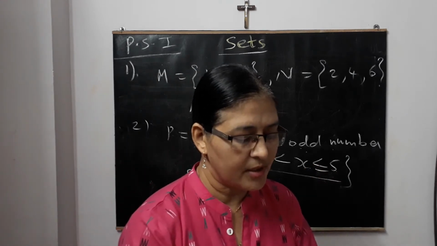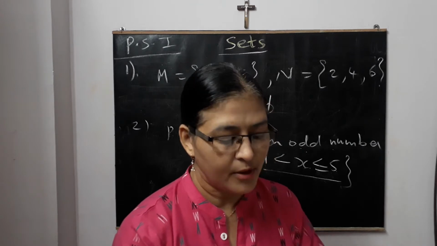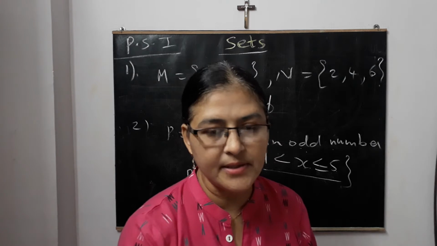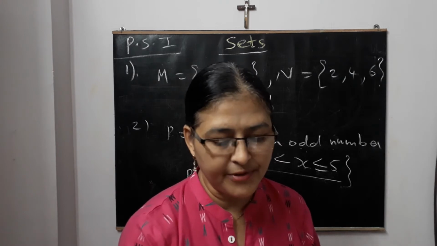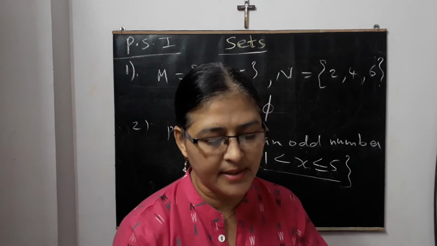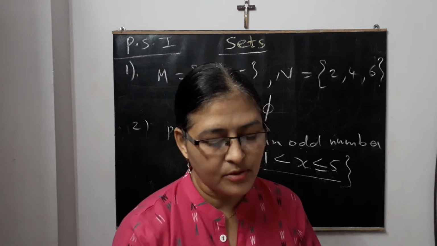Come to the third question. P is a set of 1, 2, dot, dot, dot, until 10. We stop at 10. What type of set is P? Null set, infinite, finite, or none of these? It is a finite set, because finite means there is an end. We stop. So that is finite.